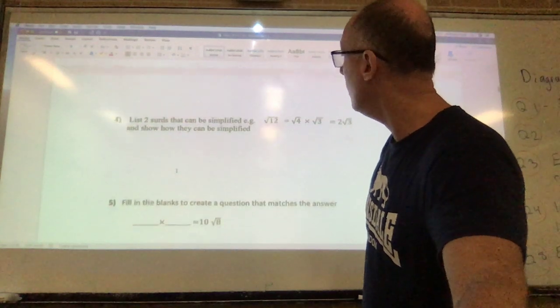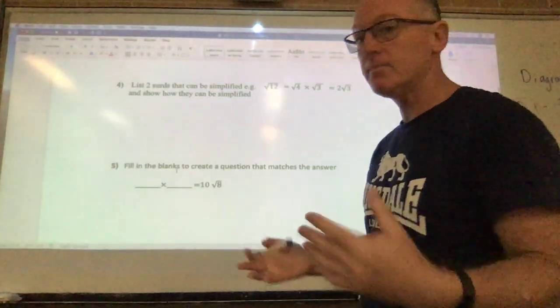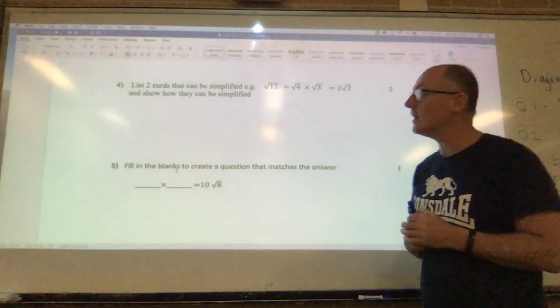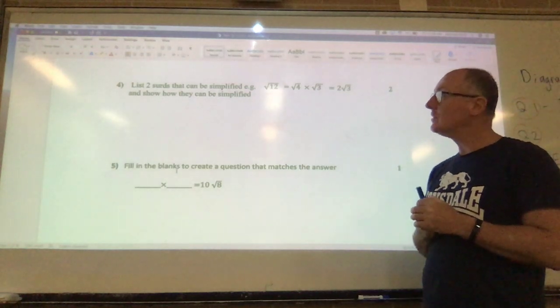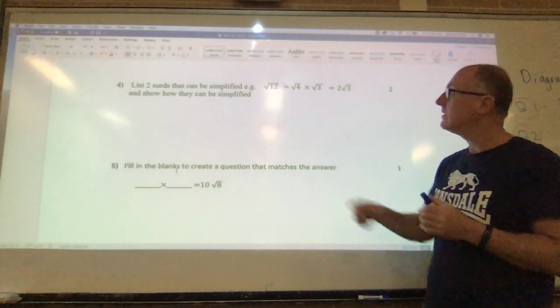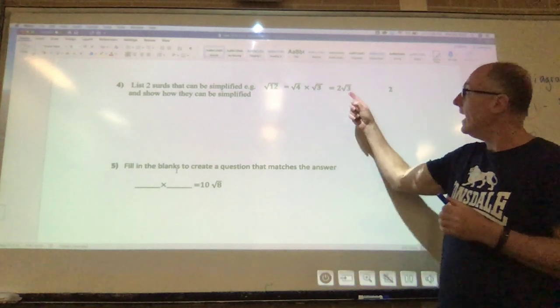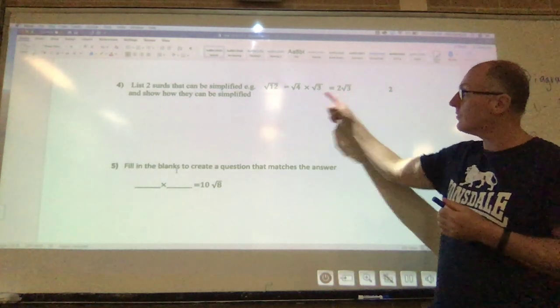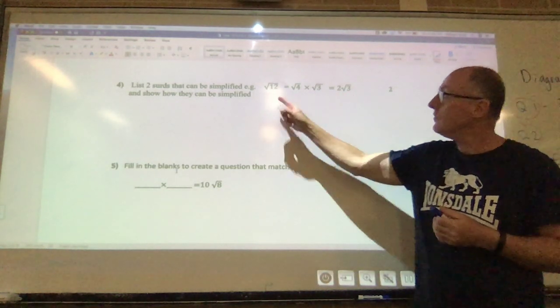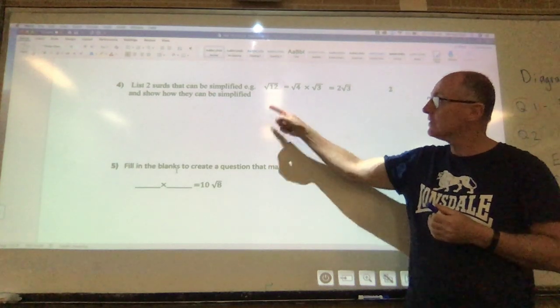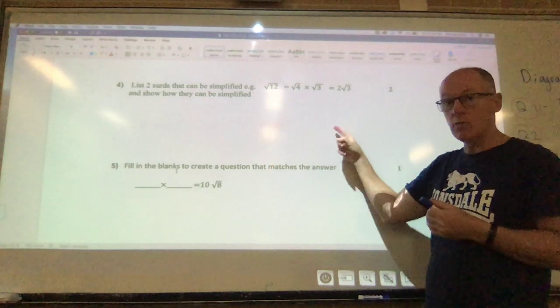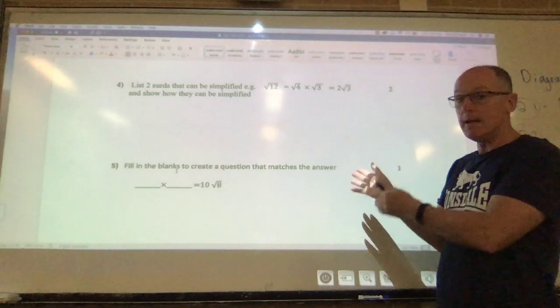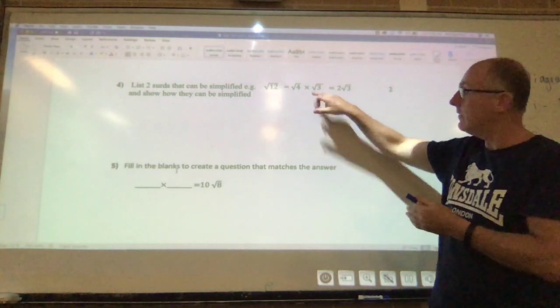Okay, question 4. Now some of these questions are a little bit different to what you might get in a test, but list 2 surds that can be simplified. So here is 1, square root of 12 can be simplified to 2 root 3, and I showed the working. You've got to come up with 2 more surds that you can simplify and show your working. So maybe do it on paper before you do it, but there is an example.